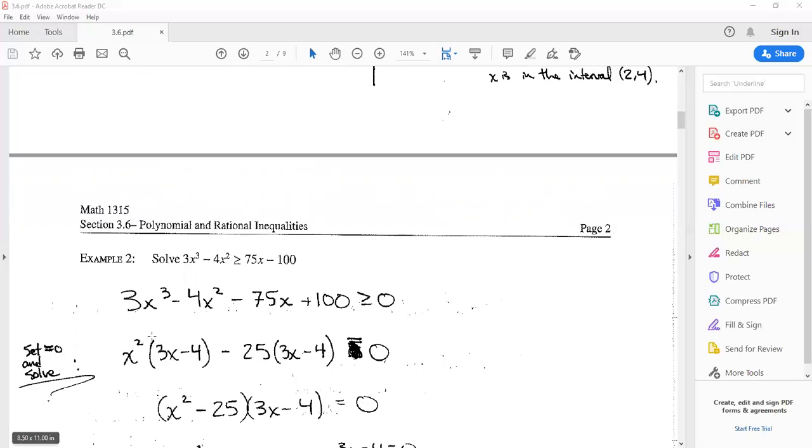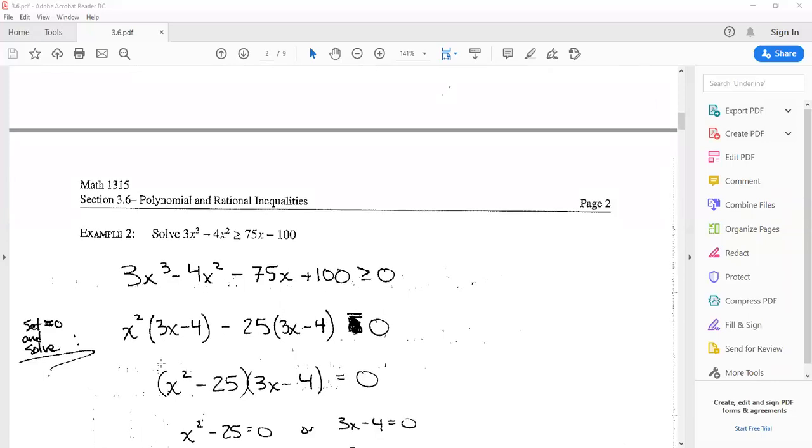So then now we have a common factor of 3x minus 4. It's common to both, so we can pull it out. And what's left over when we factor it out? Well, we have x squared on the first term and minus 25 on the second one. So this whole thing now factors as x squared minus 25 times 3x minus 4. Sorry, I'm losing my mind. And then we want to set that equal to 0 to see when this polynomial is equal to 0.